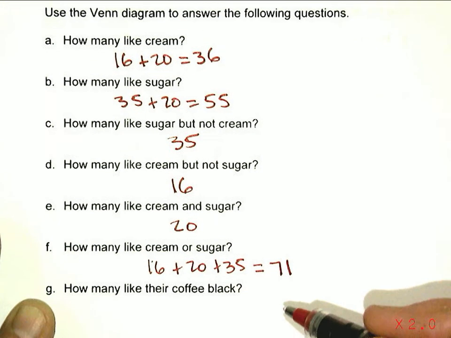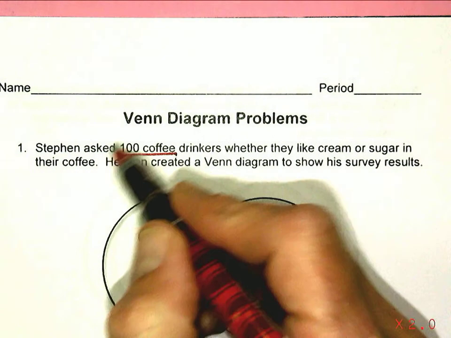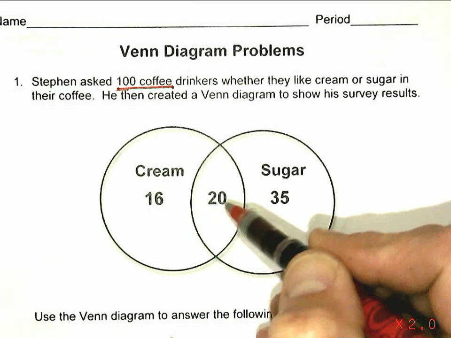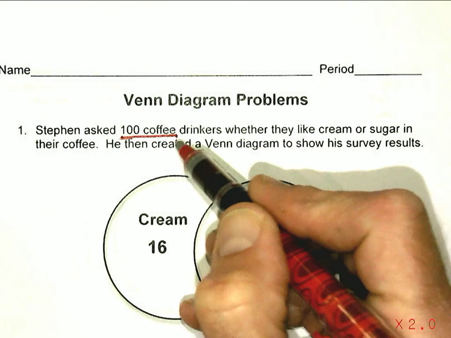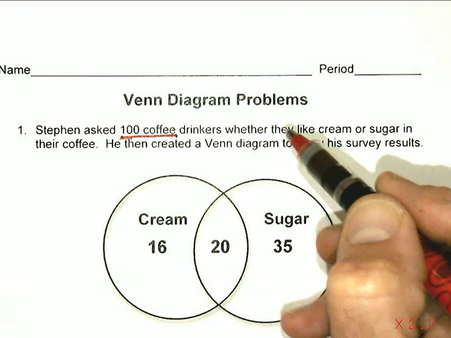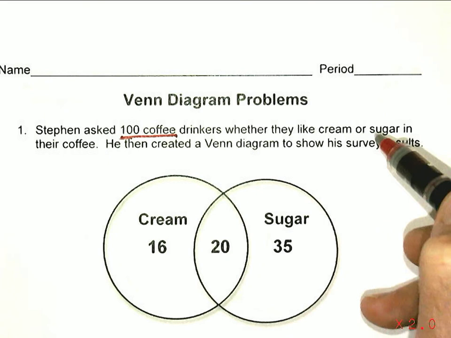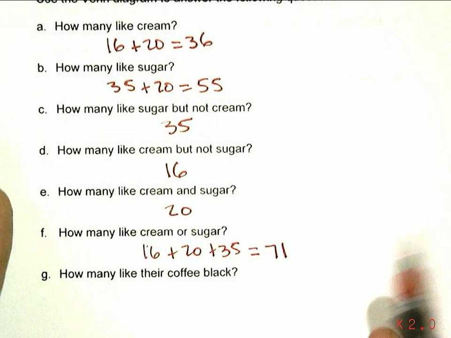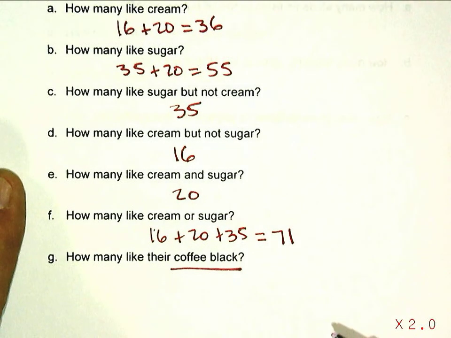Which leads us to the last question, a very important one, because we started this problem by saying that there's 100 people that were surveyed. And if you look, the circles don't add up to 100, because the question was coffee drinkers. So these people obviously drink coffee. And so the question is whether they like cream or sugar. Well, what if they don't like cream or sugar? In fact, what if they just like their coffee black? And how do you figure out who those people are?